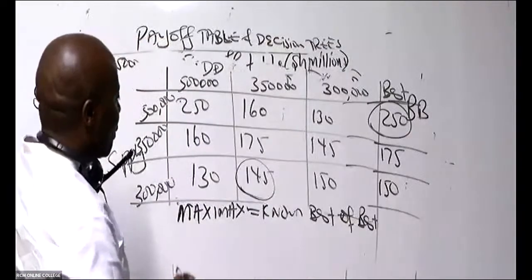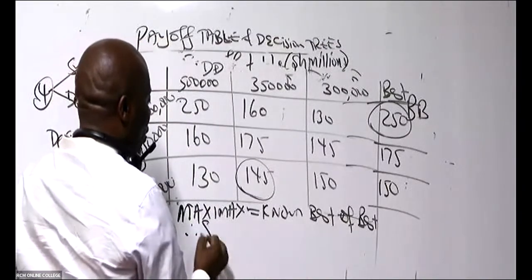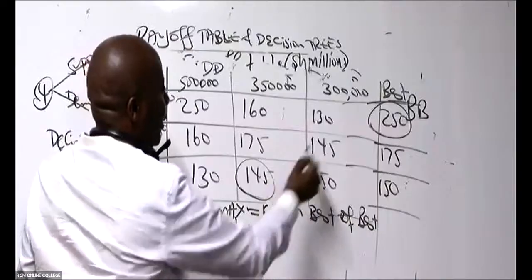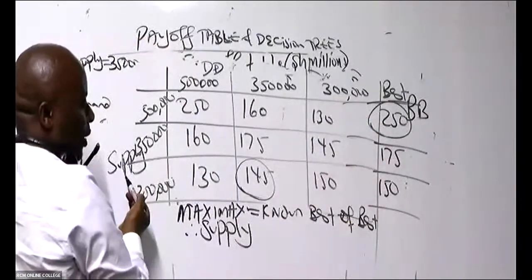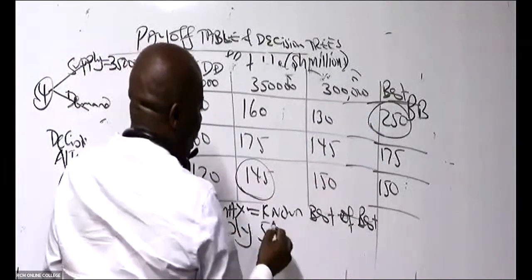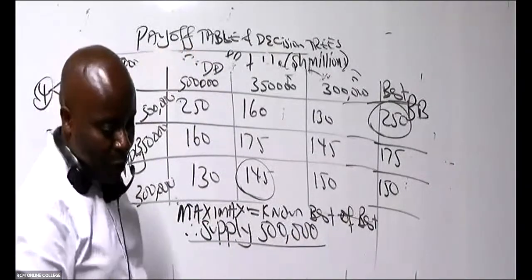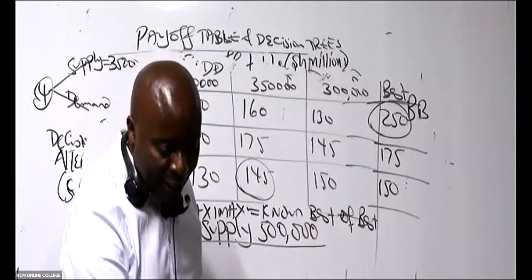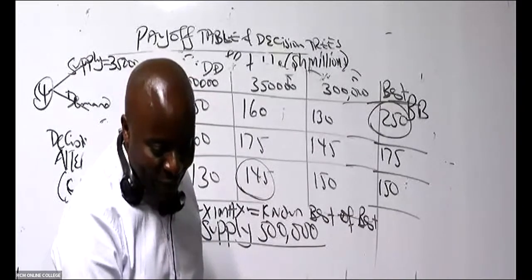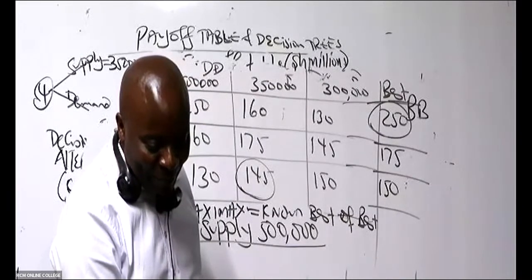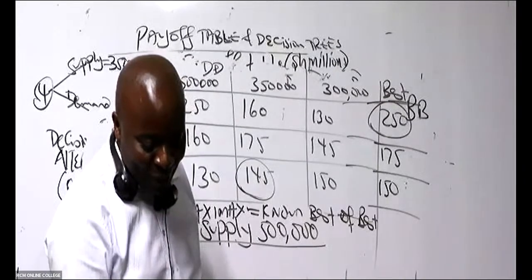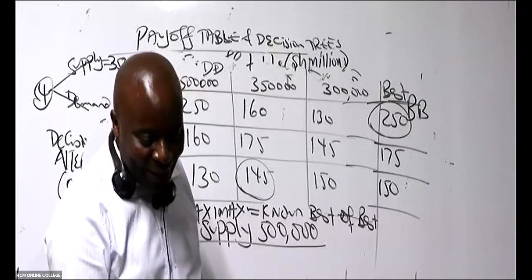And using maxi, therefore, we should supply how many? The one that corresponds to this is 500,000, isn't it? So using maxi, supply 500,000. Is that okay, ladies and gentlemen?